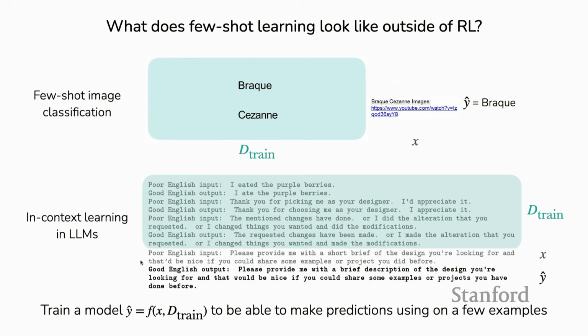And then in each of these examples, you can think of the goal as trying to train this sort of model that takes as input a training data set and a new example X and makes a prediction for that example based on both X and on the training data.